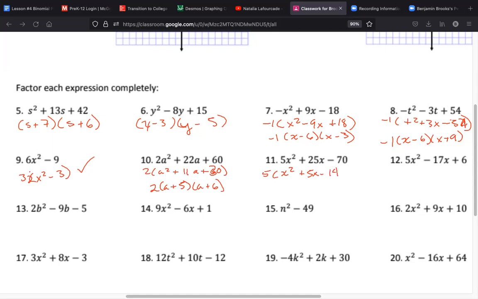14. I'm gonna give you a minute. We're thinking two numbers that multiply to give you negative 14, but add to give you 5. 7 and 2. So you know, with x minus 2.